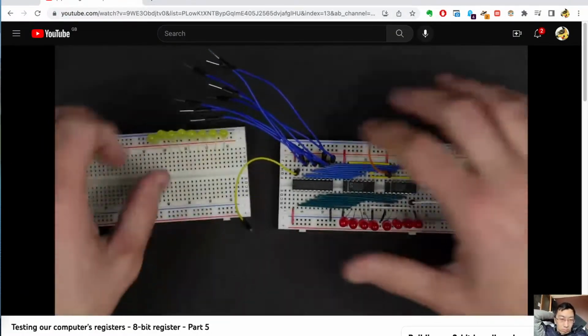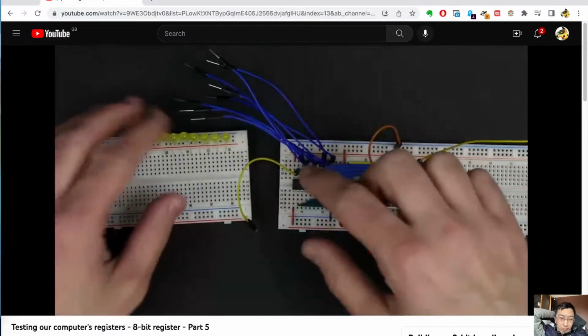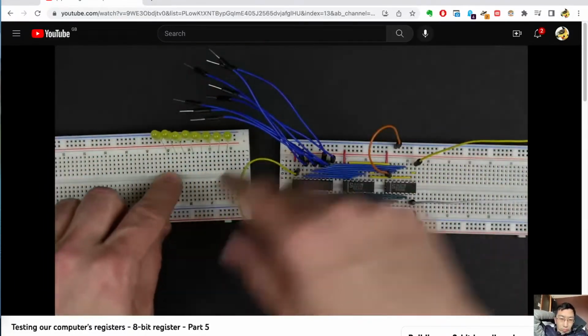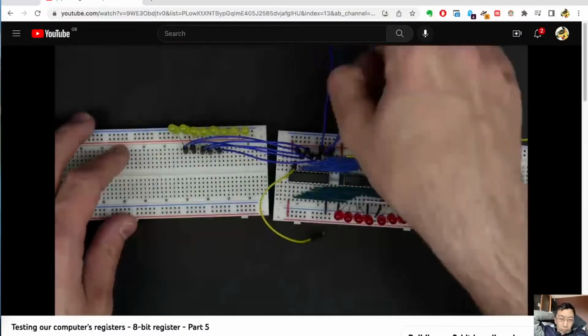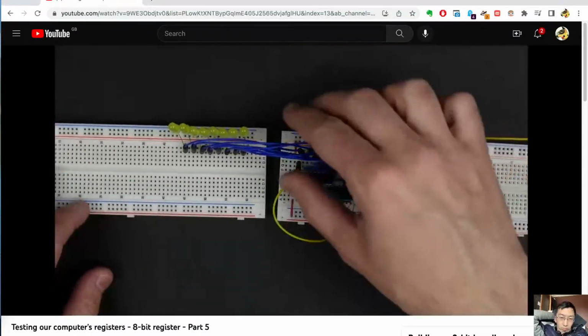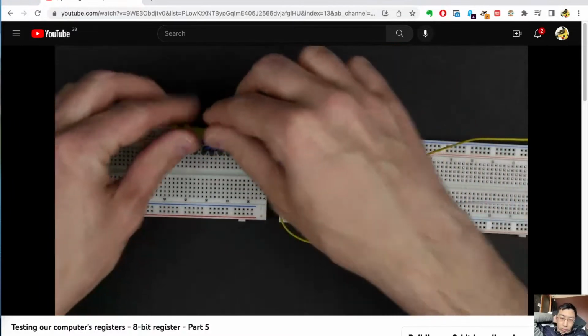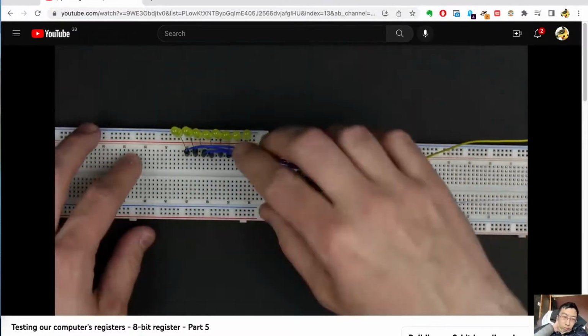So I'm going to use another breadboard with 8 LEDs on it to see what our bus is doing. I'll hook the bus connections up to these LEDs, and of course we want to make sure they're connected in order. Now our 8 bus connections are connected to these 8 LEDs in order, so we can see what our bus is doing.